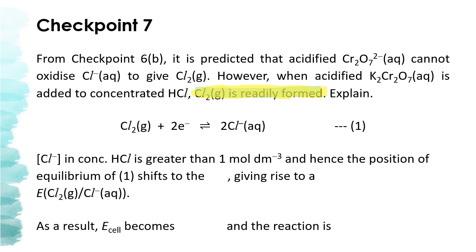So let's take a look at the reduction half equation for Cl2 to Cl-. When you use concentrated HCl, by applying Le Chatelier's principle, you will shift the position of equilibrium in reaction 1 to the left. This means that the reduction of Cl2 becomes less favorable. So this will give rise to a less positive standard electrode potential value. As a result, the E naught cell of that galvanic cell will become positive and the reaction becomes spontaneous.